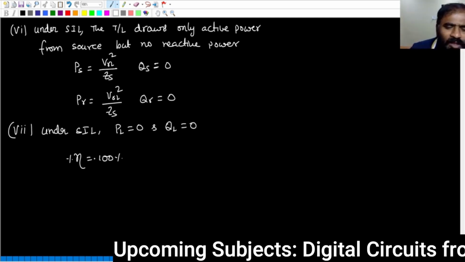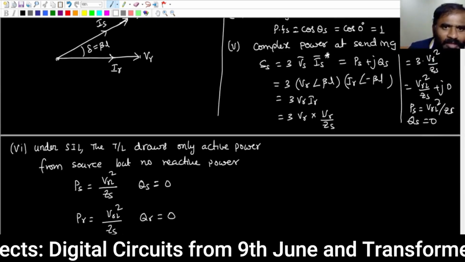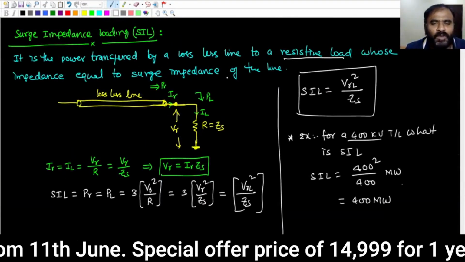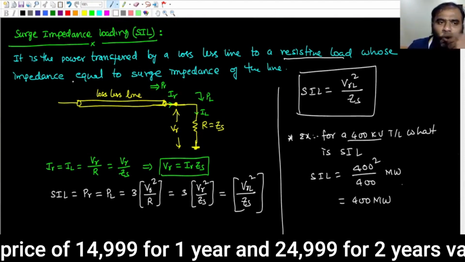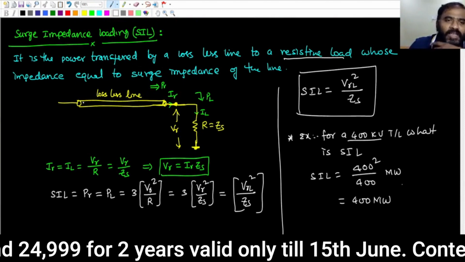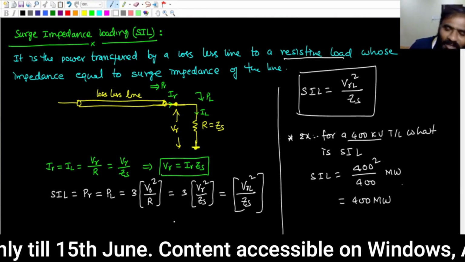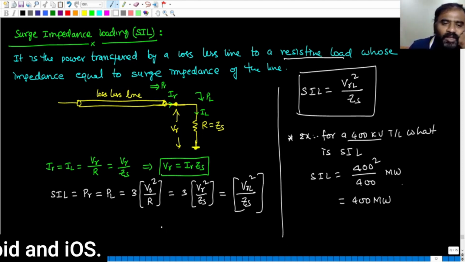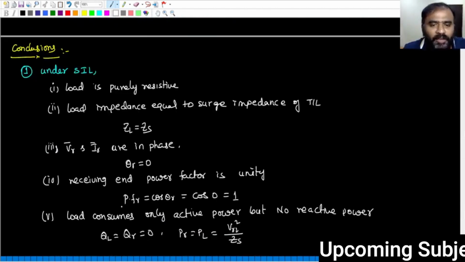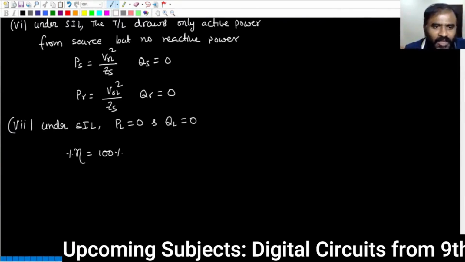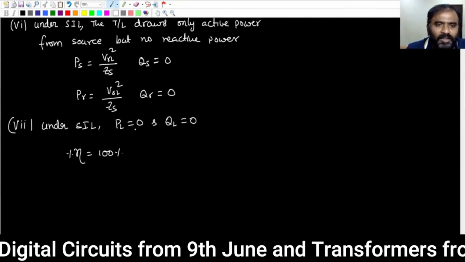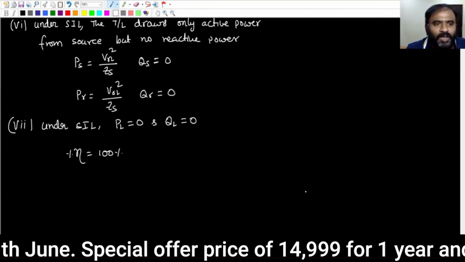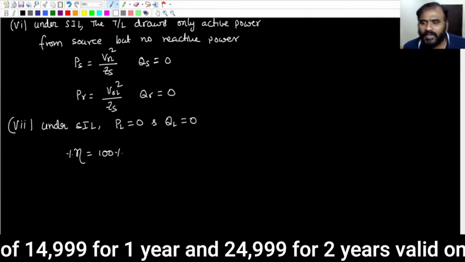That is true. Why? Because we are dealing with lossless line. It's not lossy line, right? Think about the definition of surge impedance loading. It is the power transferred by a lossless line to a resistive load whose impedance equals the surge impedance of the line. We are dealing under surge impedance loading with a lossless line, not a lossy line. That is the reason why efficiency of transmission is 100% and losses also 0. We just proved now. If our analysis is correct, loss should be 0, and yes, we are getting the loss as 0.